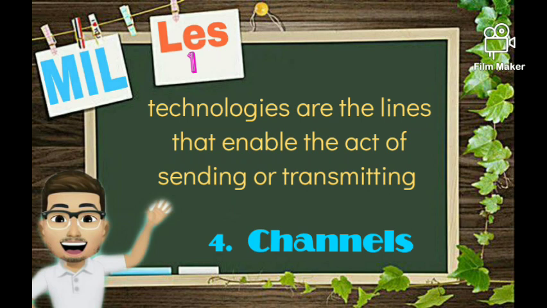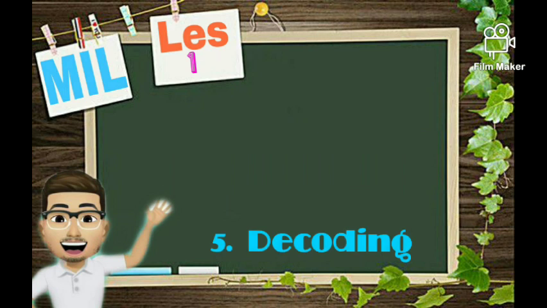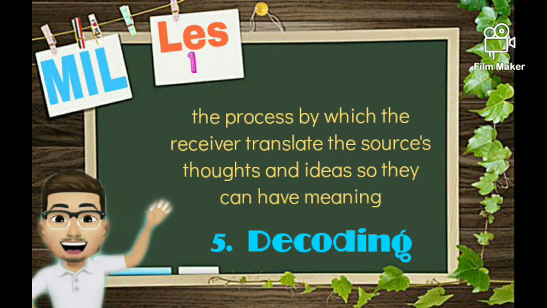And then next we have the decoding part. So the transmitted impulses are converted to signs as the brain perceives and processes it. The reverse of encoding. Decoding is the process by which the receiver translates the source's thoughts and ideas so they can have meaning. So basically, decoding is the interpretation part, wherein the receiver perceives the message.